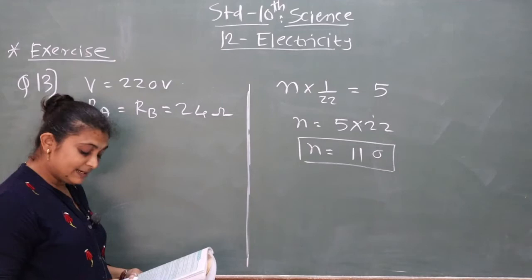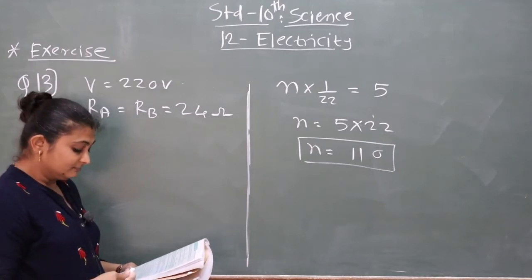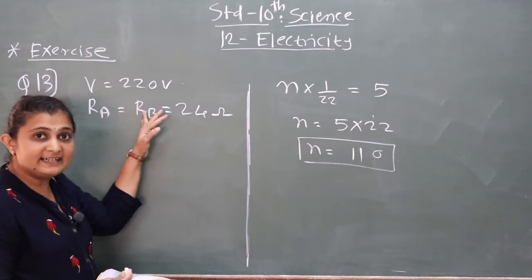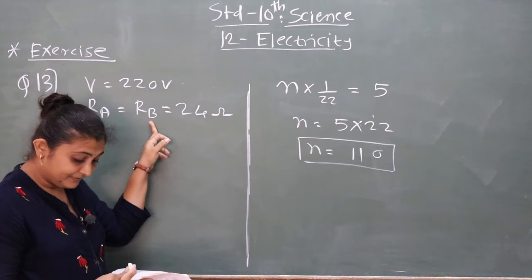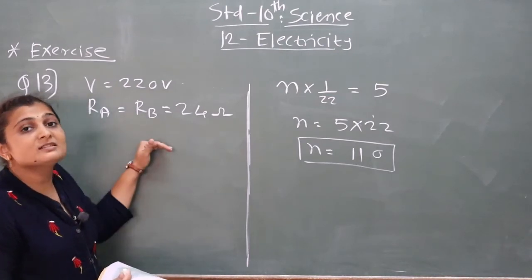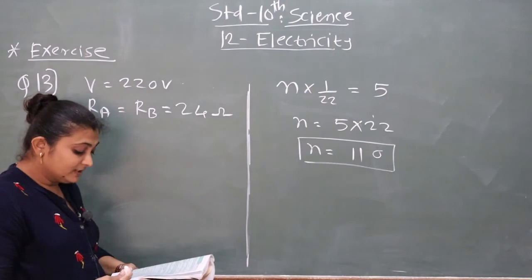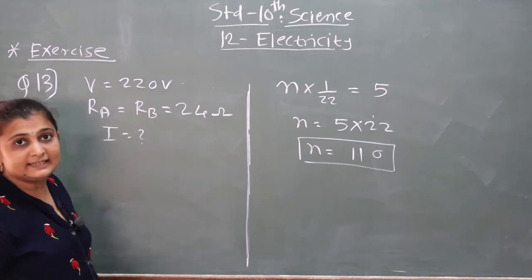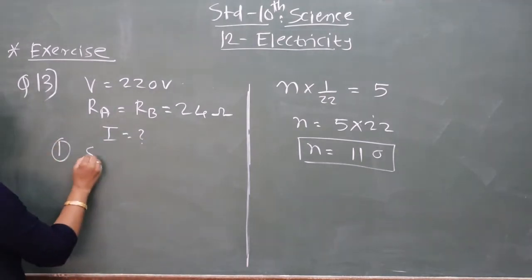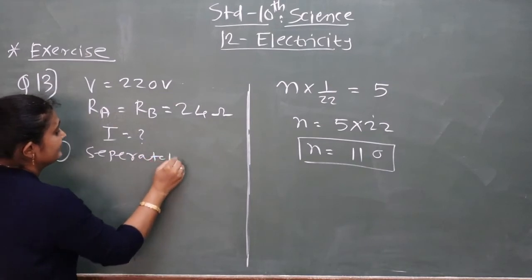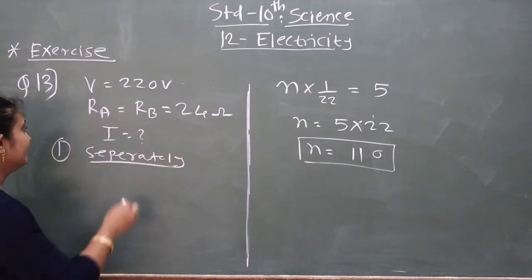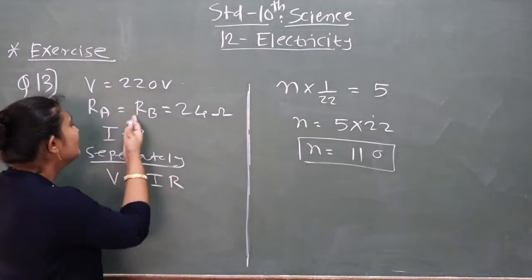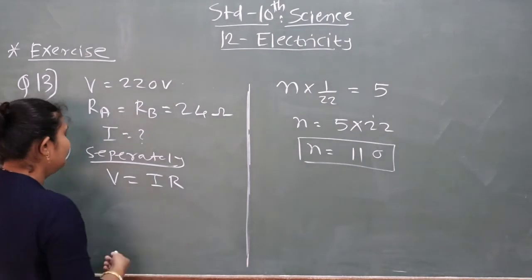which may be used separately. Sometimes these are used separately, after that they are used in series, RA plus RB, or in parallel, 1 upon RA plus 1 upon RB. What are the currents in the 3 cases? We have to find the value of current in all the 3 cases. Case 1, when they are used separately, V is equal to IR. You may write here RA or RB, both having the same value, so no problem.